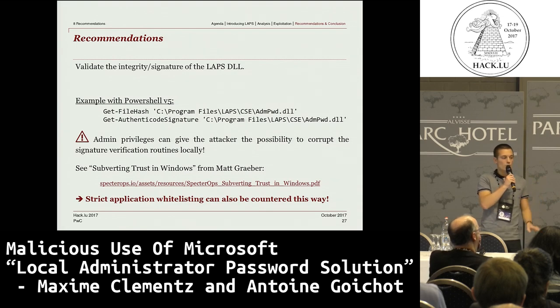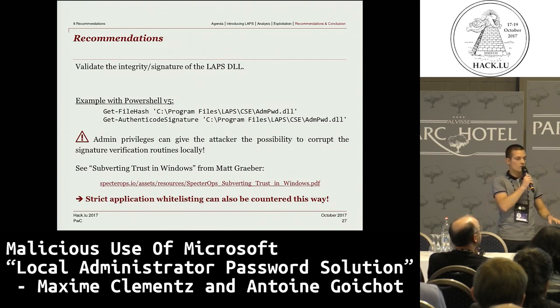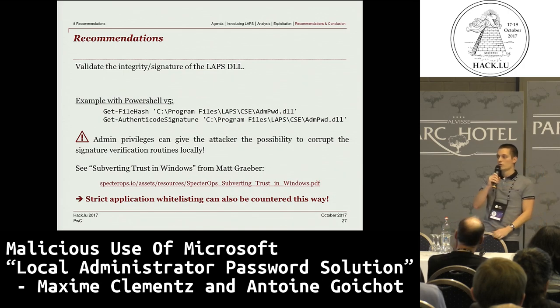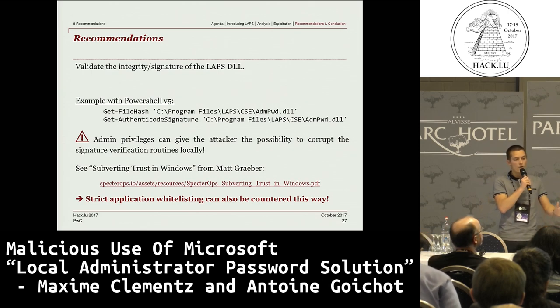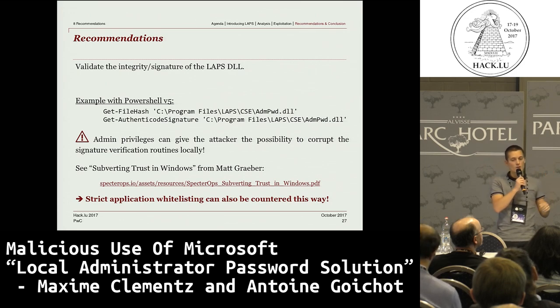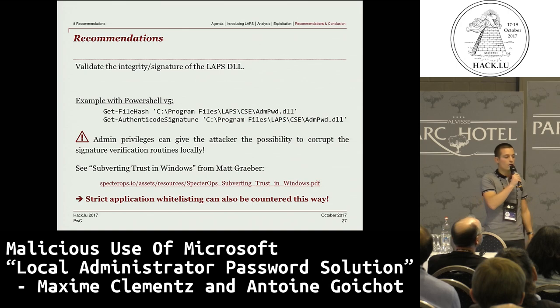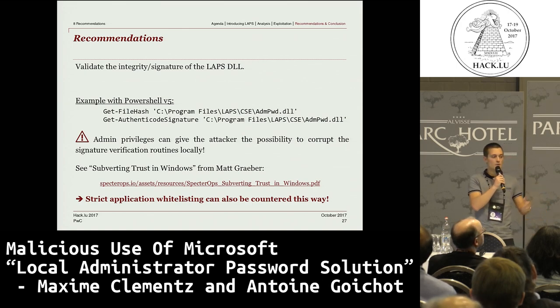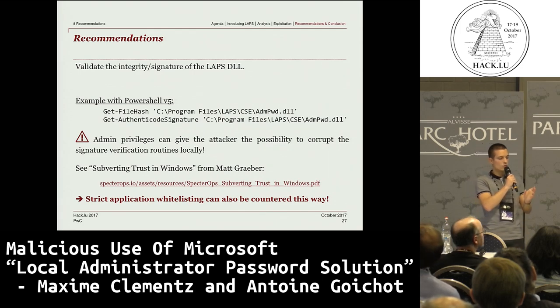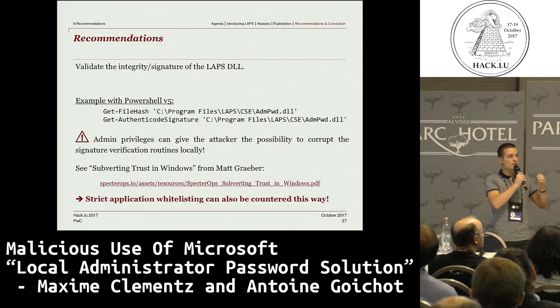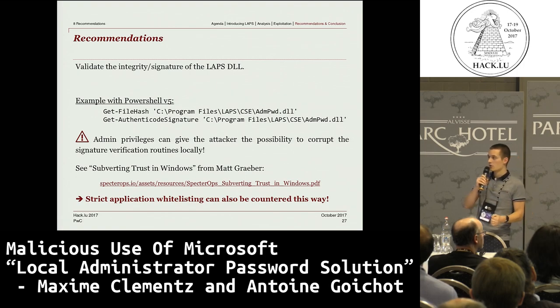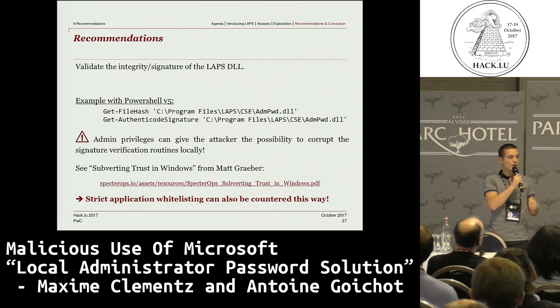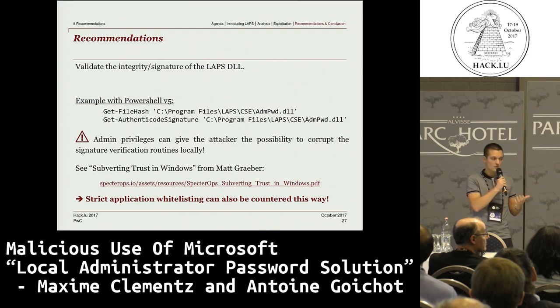So one way to do that would be, let's say, to use some awesomeness of PowerShell v5 and just do some calculation with the file hash and verify the signature correctly. However, since we are in scenarios in which we have access to admin privileges or the system is vulnerable to some EoP or whatever, then you might want to consider reading the paper of Matt Graeber, who demonstrated that as soon as you have admin privileges, you will be able to corrupt all the validation routines on a Windows workstation. So as soon as you have admin privileges, everything that calculates a hash, everything that validates a signature locally on the workstation could be corrupted, of course.